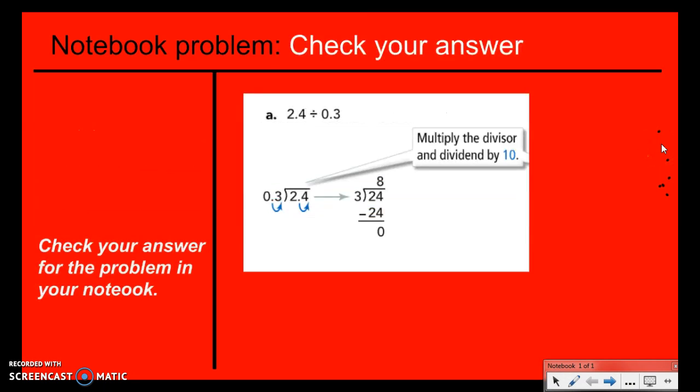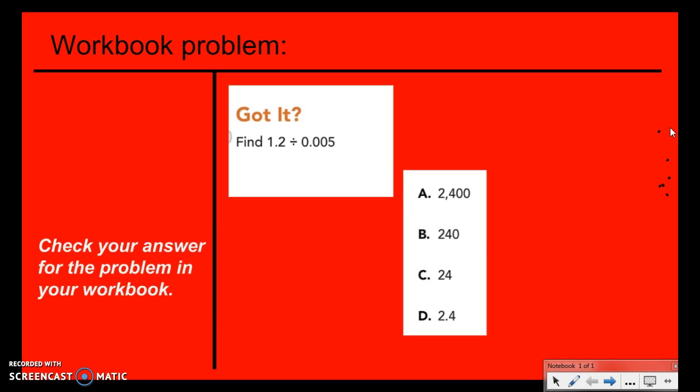Okay, here's your answer again. So now I want you to find this one on your own. We have 1.2 and 0.005. Your first number is going to be your dividend, and the second one is going to be your divisor. First number is going to be inside your table. Second number is going to be outside your table. Okay, solve this one on your own to see if you get the correct quotient. Please have a teacher check your answer to make sure it's correct.